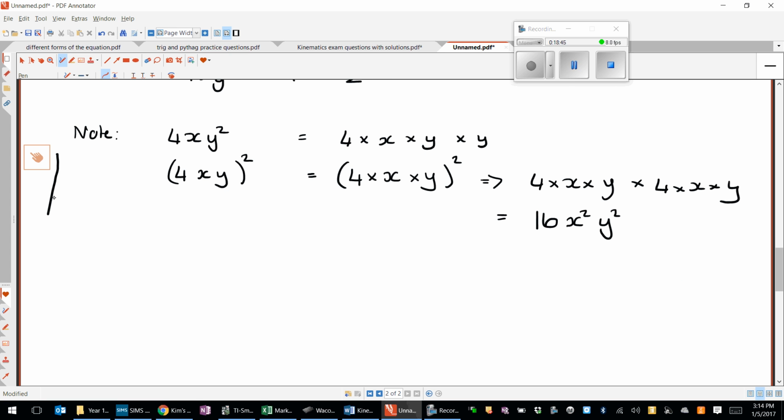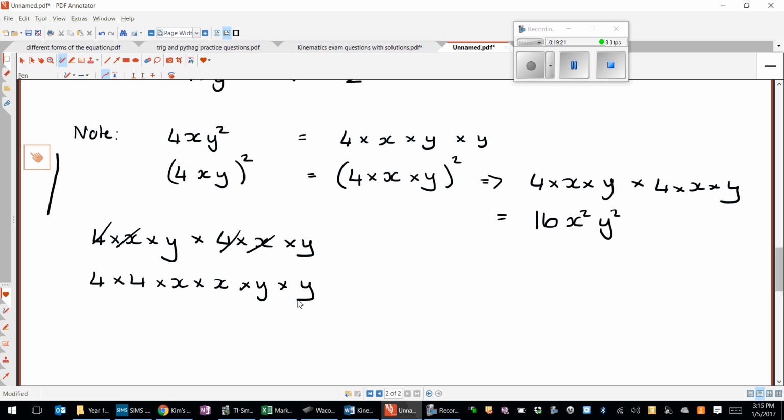multiplication can be done in any order. So actually I can rearrange my multiplying. If I have 4 times x times y times itself again, I can rewrite them in any order. So I'm going to do 4 times 4, and then x times x, and then y times y. So you have 16, then x to the power of 2, and then y to the power of 2. Then you multiply them all. Write it all down.